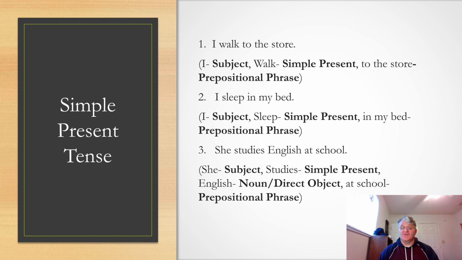She studies English at school. So she here is our subject. Studies is our simple present. English is our noun or our direct object. At school is our prepositional phrase. So these are all the basic elements of a simple present sentence.